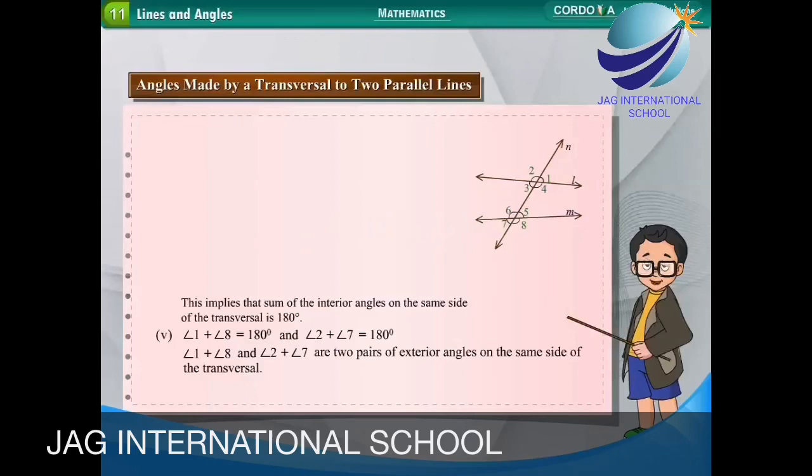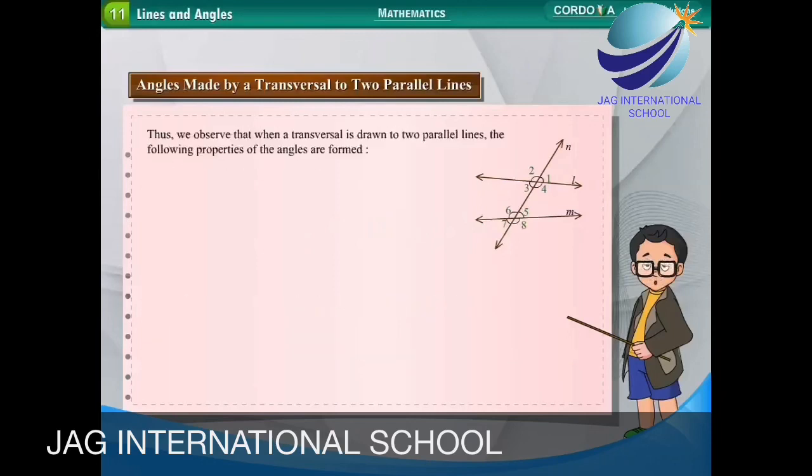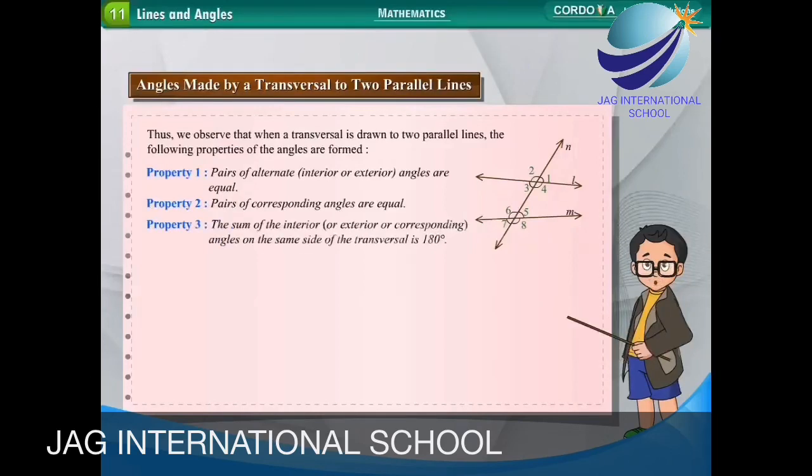Thus, we observe that when a transversal is drawn to 2 parallel lines, the following properties of the angles are formed. Property 1. Pairs of alternate interior or exterior angles are equal. Property 2. Pairs of corresponding angles are equal. Property 3. The sum of the interior or exterior or corresponding angles on the same side of the transversal is 180 degrees.